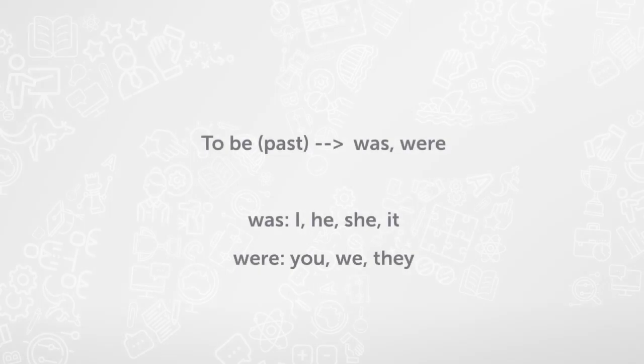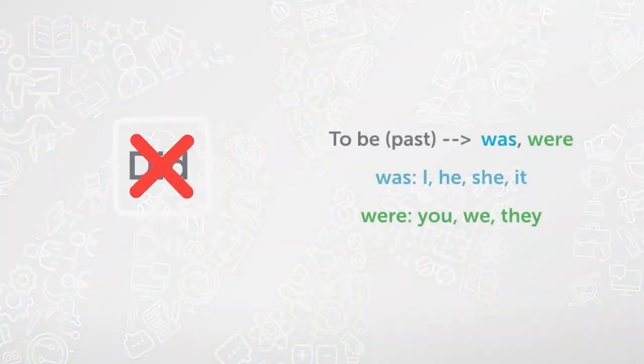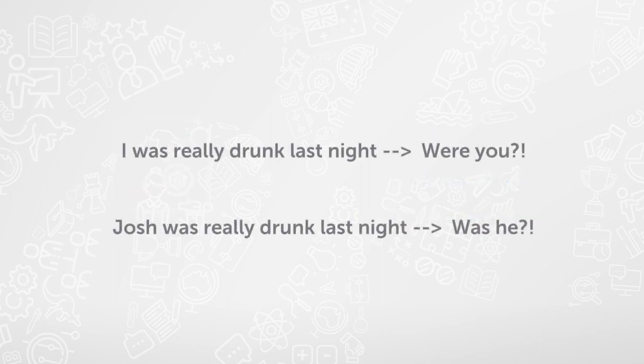First things first, let's remember that the verb to be in the past is was or were. Was for I, he, she, it, and were for you, we, they. So when you hear these ones in the story, then you can't use did. You will need to use was or were in the response as well. So for example, if my friend says, "I was really drunk last night," I will say, "Were you?" not "did you." Here I changed was for were because in the story, the subject is I.